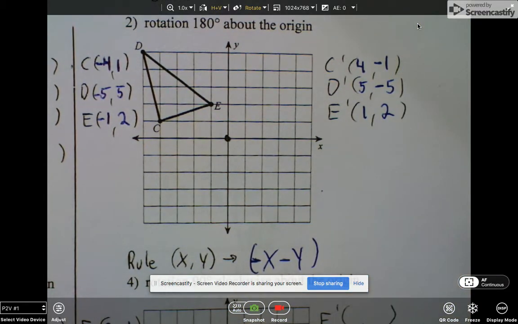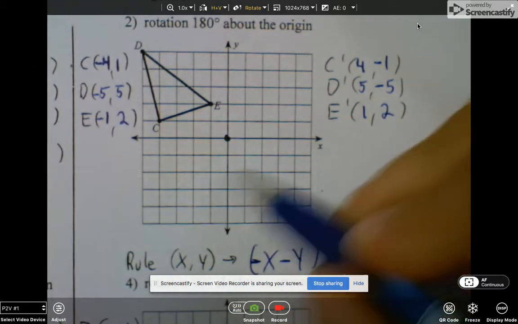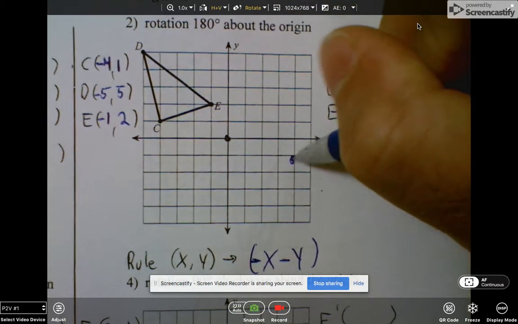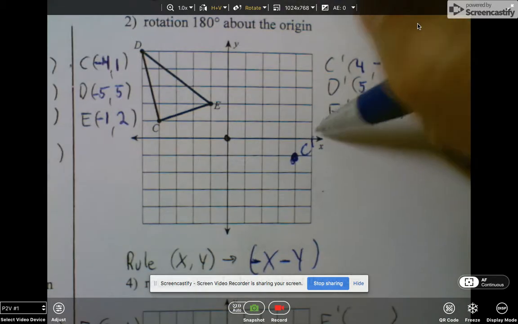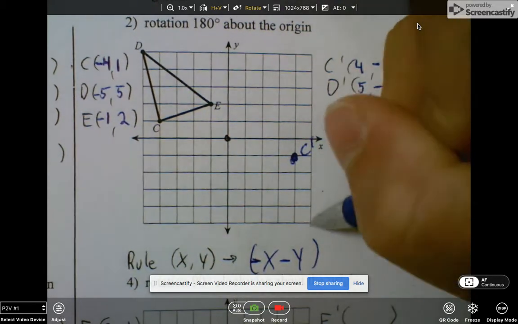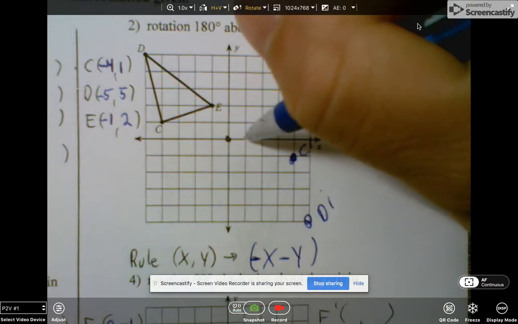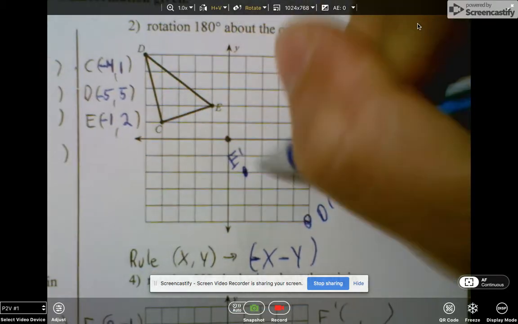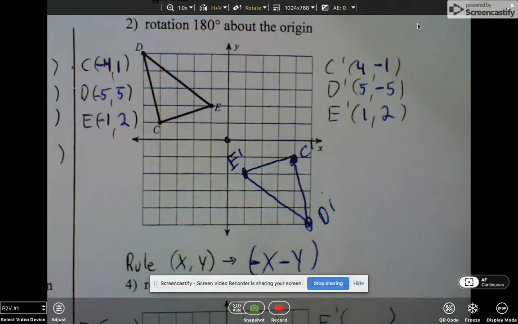So now you just got to graph it. It should go 180 about the origin, somewhere around here, I'm thinking. So we're going to go 1, 2, 3, 4, down 1. Call that C prime. 1, 2, 3, 4, 5, D prime, and then E prime is going to be 1, and then down 2. That's E prime. Connect the dots. And there's your rotation, 180 degrees about the origin.